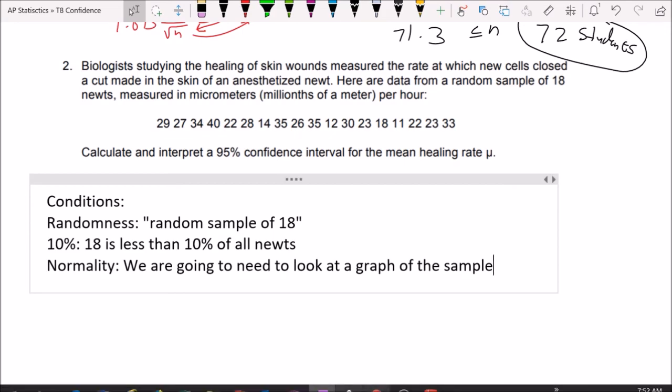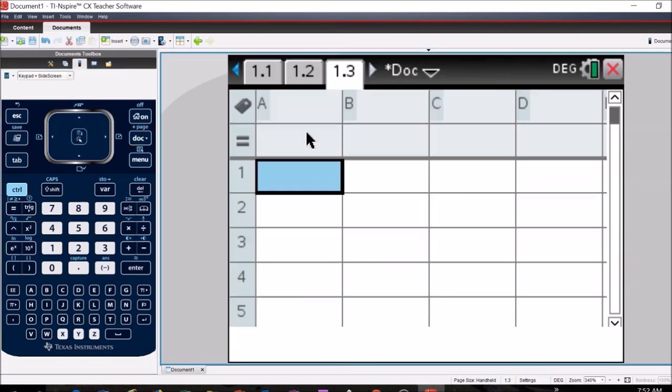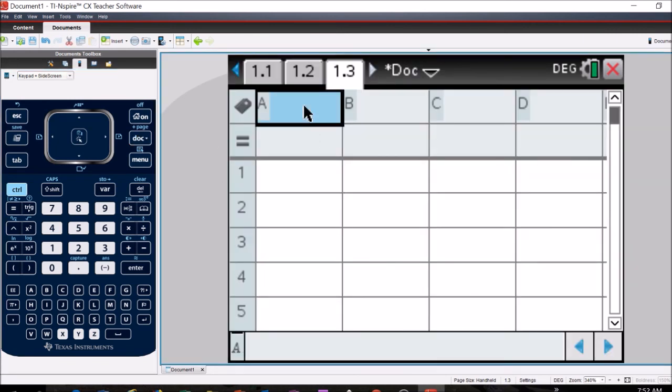Let's switch over to the calculator and let it do this heavy lifting for us. You're going to need to add a new page, and that page is going to need to have lists and spreadsheets. As a rule, make sure you always name your columns. I'm just going to call it newts. And then I'm going to type in the data down here. So, poof, it's magic. Okay, all my data are there.